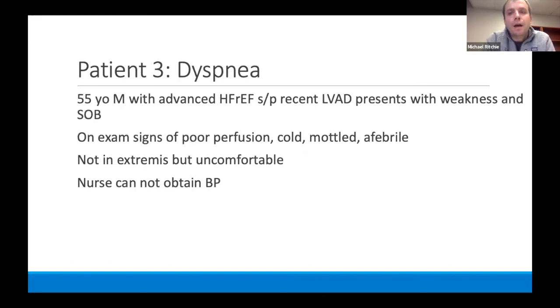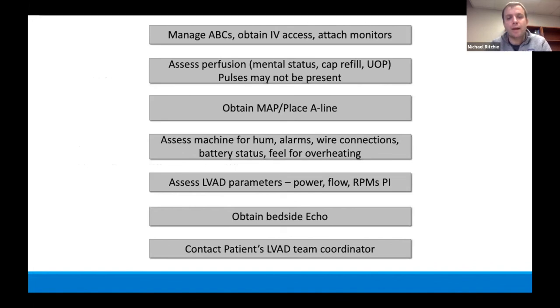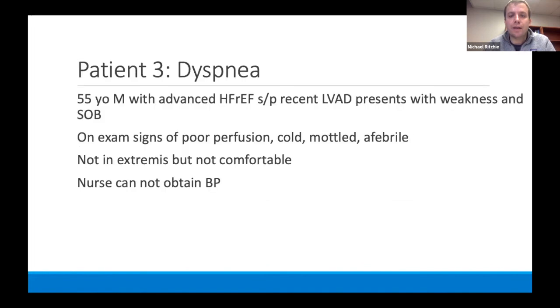Patient 3 presents with weakness and shortness of breath, and now they're showing signs of poor perfusion. They're cold, mottled, and uncomfortable, but still able to talk. Again, the nurse can obtain a blood pressure. So you work your way down, get a MAP, assess the device, and look at your LVAD parameters.